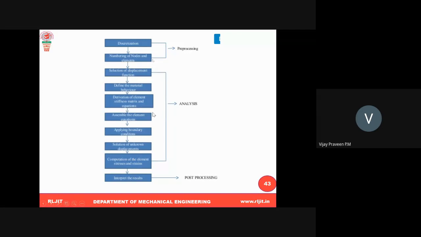So up to here, the first steps are the pre-processing. Up to here, it is the processing or analysis or solution phase. And finally, you are going to interpret the result, means through the graphical representation, you are going to view the result. So that is called post-processing. So these are the three phases in FEA.